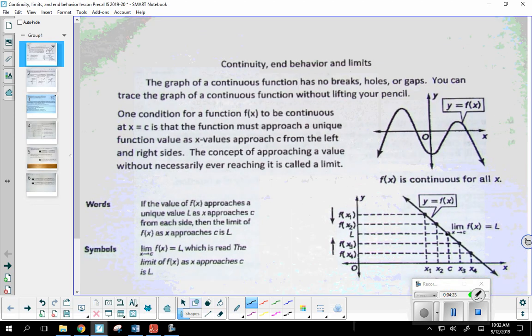Before we move on with our next unit, which is going to cover composition of functions and inverses of functions, I thought it'd be a good idea to put some closure on end behavior and limits. And we'll do that using the continuity test, because I think some people could still benefit from some practice on this. Well, what is continuity? The graph of a continuous function has no breaks, holes, or gaps.